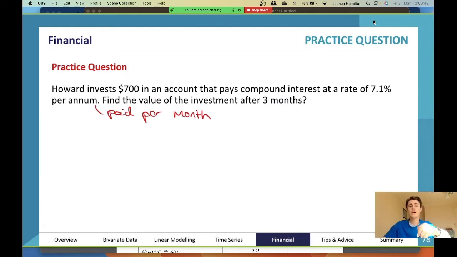It needs to tell you. So I've added it in there. Apologies, I should have added that in when I put this question down. But essentially, this is saying there is 7.1% per annum, but it's paid per month. It's not paid per year, it's paid per month.